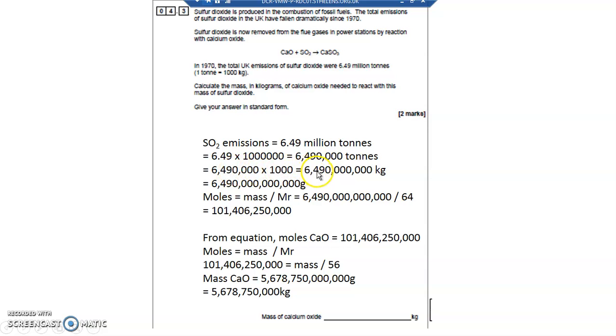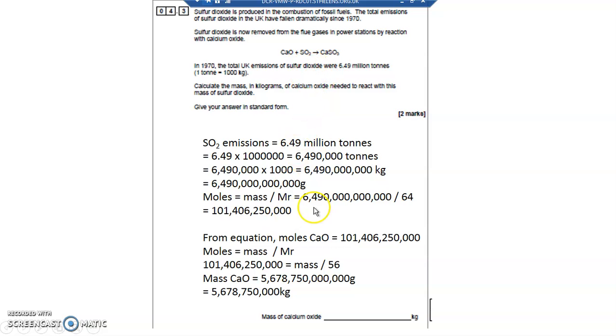So I've got 6,490,000,000 kilograms. Now I'm going to get into grams, so I'm going to multiply by 1,000 again. So I've got 6,490,000,000,000 grams. Again, you can put it into standard form if you wish. So you could have 6.49 times 10 to the power 12 if you wanted, and so now I've got it in grams. So now I can work out the number of moles. Remember, it's got to be in grams for moles, because moles is mass in grams divided by Mr.